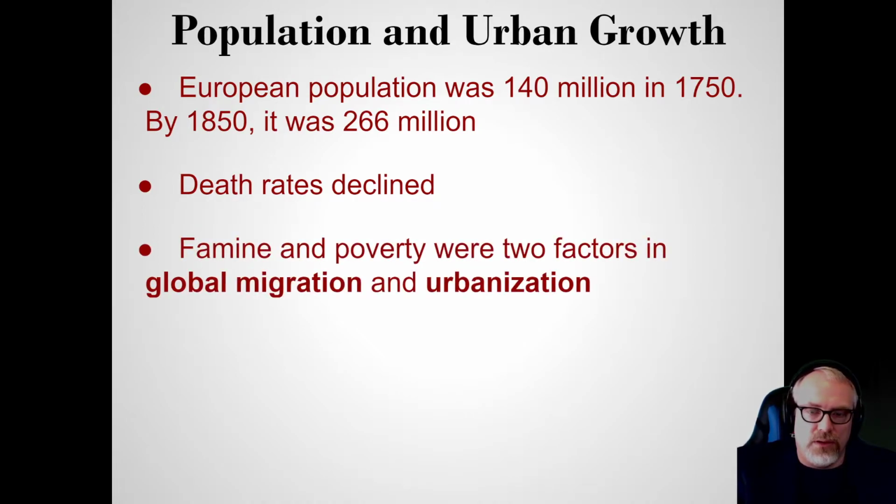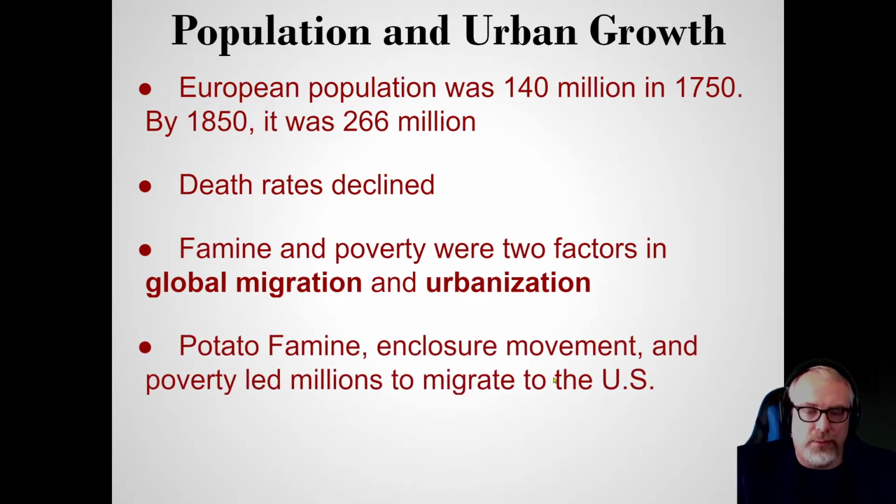Famine and poverty, these were two factors in global migration and urbanization. And what I mean by that is there's going to be this potato famine that strikes not only in Ireland, but also it will expand out to the rest of Europe. And this is going to force many people to have to find a new place to live. So many will flee to the United States.